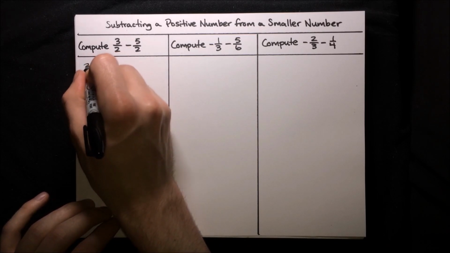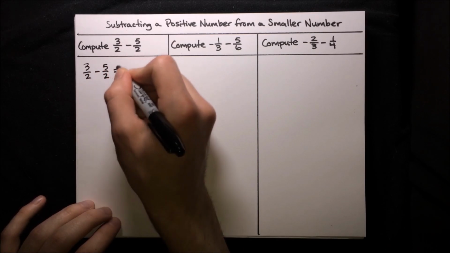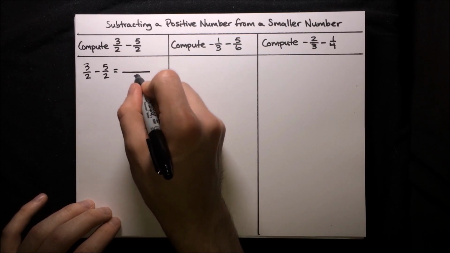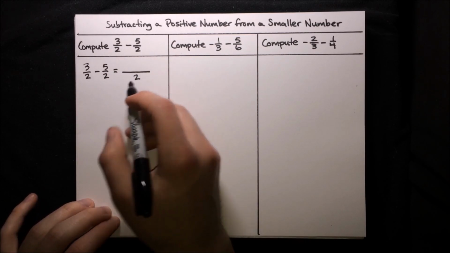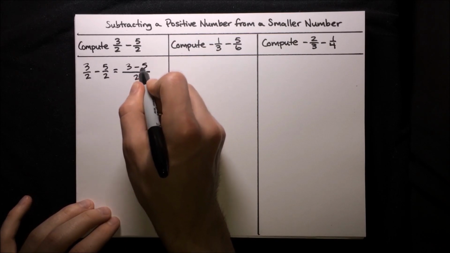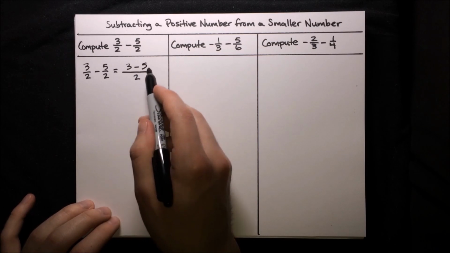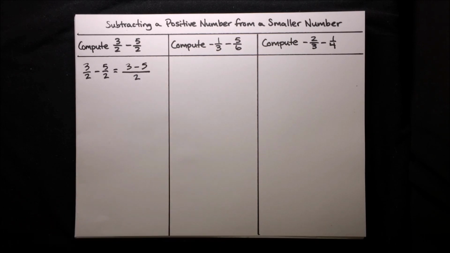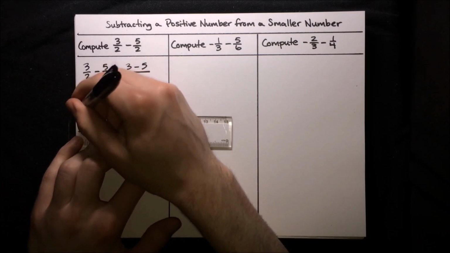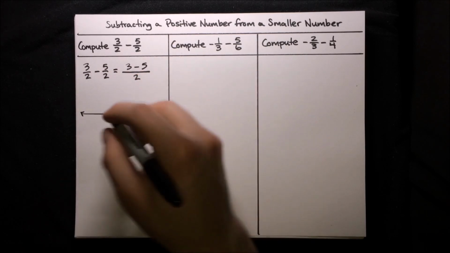So let's write that down here. 3 halves minus 5 halves equals, because the denominators are the same, the whole denominator becomes 2, and then we can just subtract the numerators straight across, so 3 minus 5. So now the problem really just reduces to figuring out what is 3 minus 5. To do that, we can just use our number line method. So draw a number line here. We'll draw it here, and then we'll go ahead and make the tick marks.